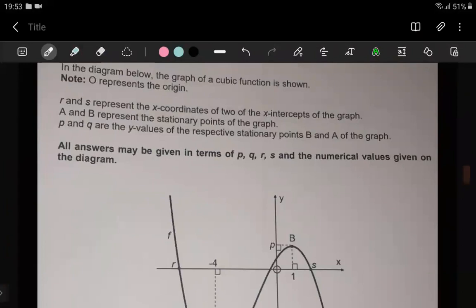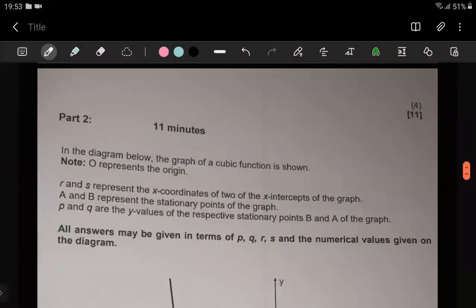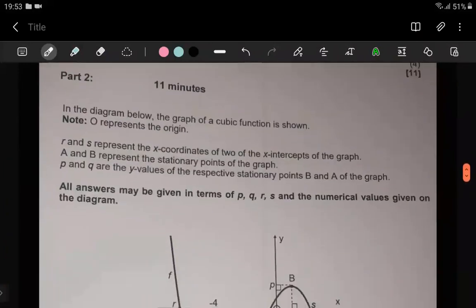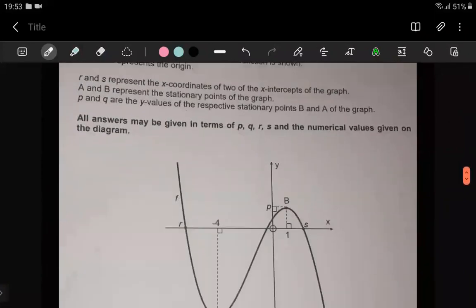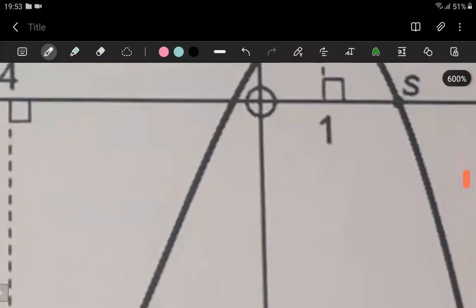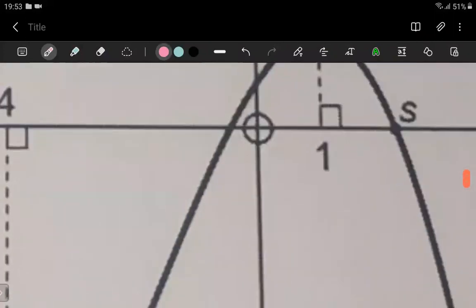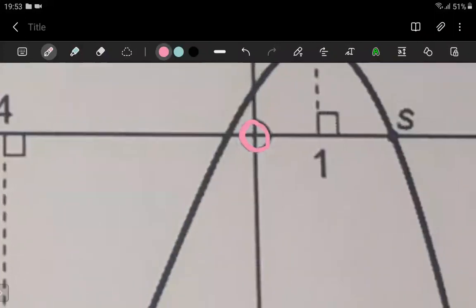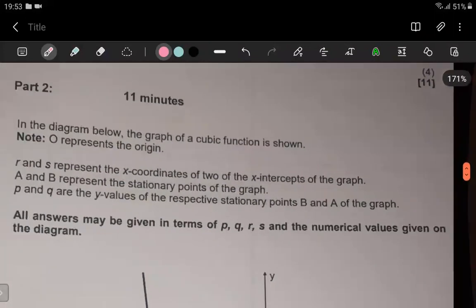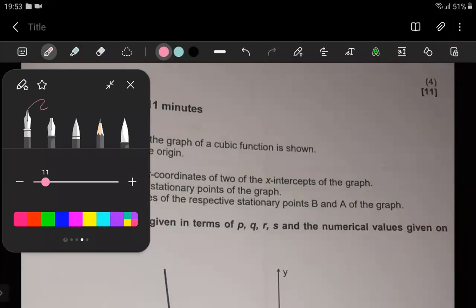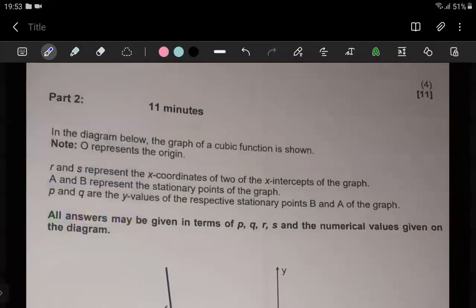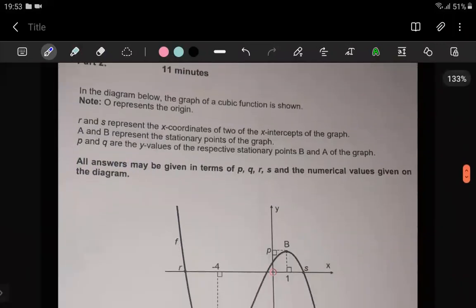It says here, in the diagram below, the graph of a cubic function is shown. They then said here O is the origin. Okay, fine. O is the origin. Fantastic. And then they said here R and S. R and S represent the x coordinates of the two graphs.